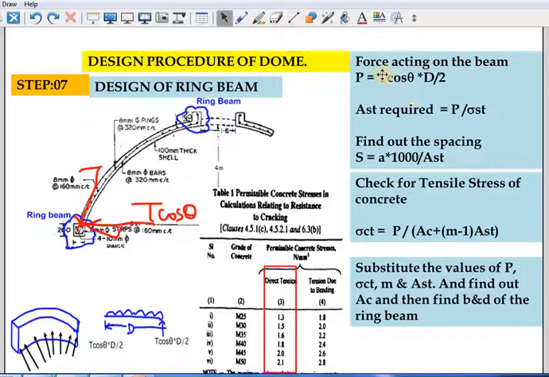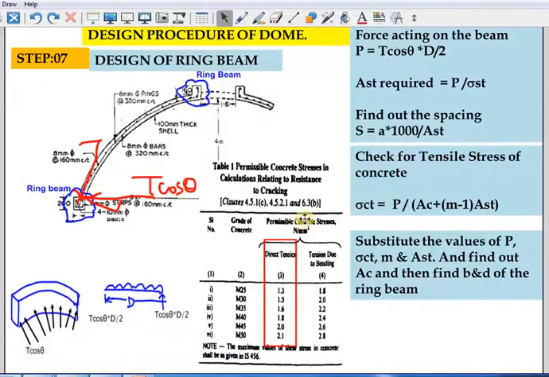T is the one which we got in the previous slide. Then AST required is P by sigma ST. Find out the spacing, S is equal to A into 1000 by AST. Then another thing: here, you should check, because tensile force might develop actually. So sigma CT is equal to P divided by AC plus M minus 1 into AST.